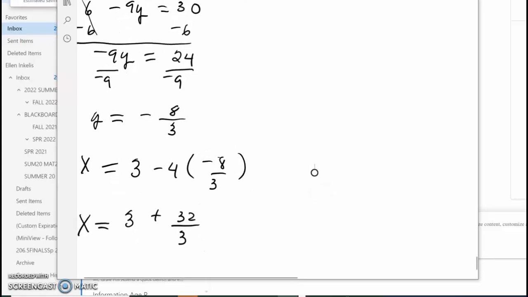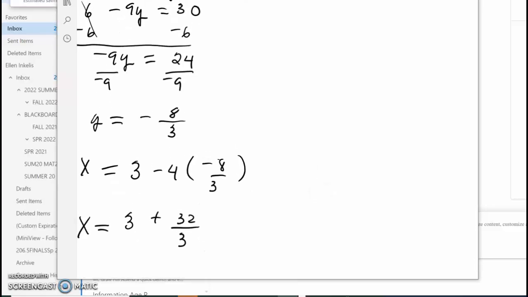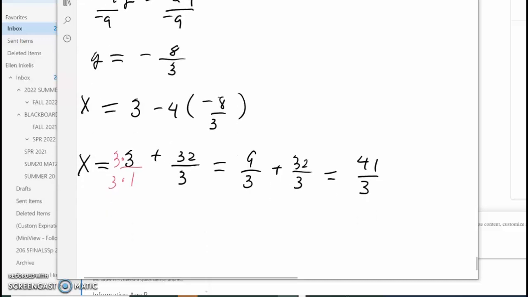Well, we need to find an LCD for this one, so I'm going to put a 1 under here. I'm going to multiply this by 3 and this by 3, which is 3 over 3, a quantity of 1. We are rewriting the number 3 as 9 over 3 plus 32 over 3 equals, what is this, 41 over 3. Now, not a pretty solution, but it is correct.